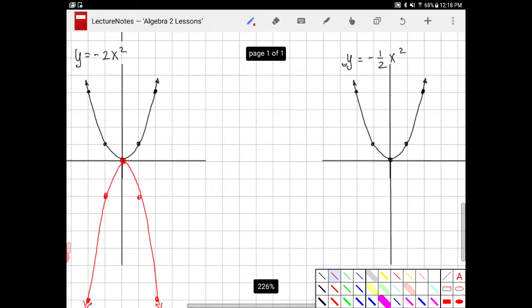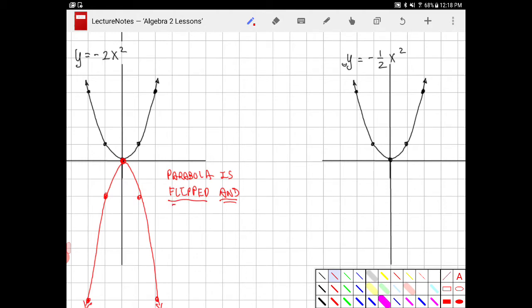So what's the overall impact? Because there's a negative there, the parabola is flipped and vertically stretched.